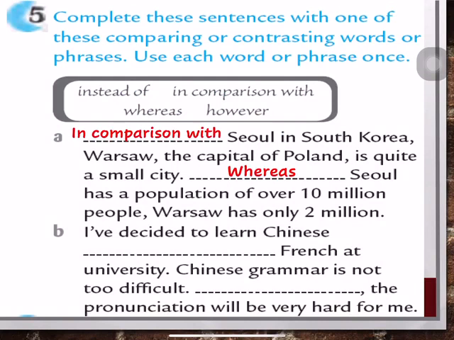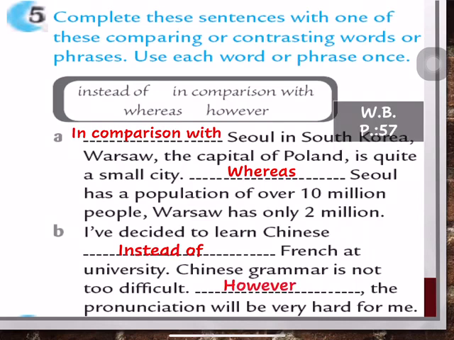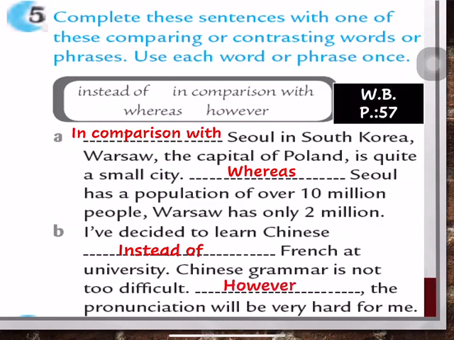B. Look carefully at the sentence and tell me which choice can we use here. Great! I have decided to learn Chinese instead of French at university. Very good. And the last sentence? Great! Chinese grammar is not too difficult. However, the pronunciation will be very hard for me.